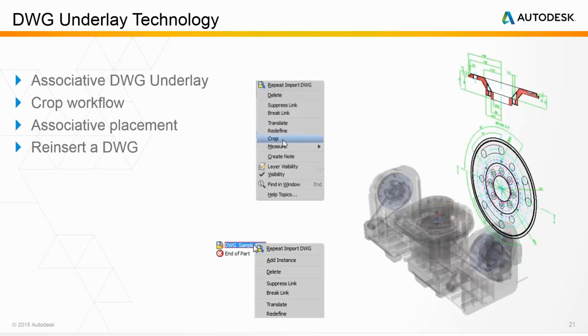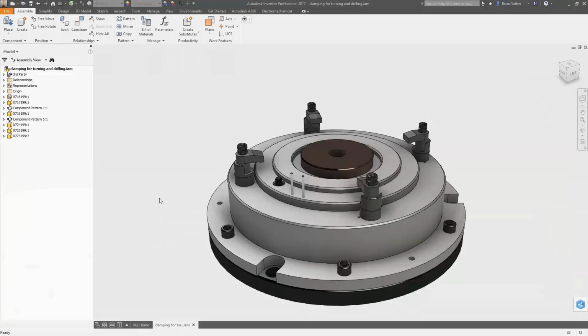Now these links are associative, so changes to the AutoCAD file are replicated inside of Inventor on update. But the enhancements in this workflow include the ability to crop details or unnecessary areas of the DWG file, meaning that you can remove that information from your design. It's also got improvements on the way that it associates placement of the geometry. So if you place or orient the component, then it remembers the orientation, movement, and adjustments you've made. And you can also reinsert a DWG file. So let's have a quick look at this workflow and how it happens.